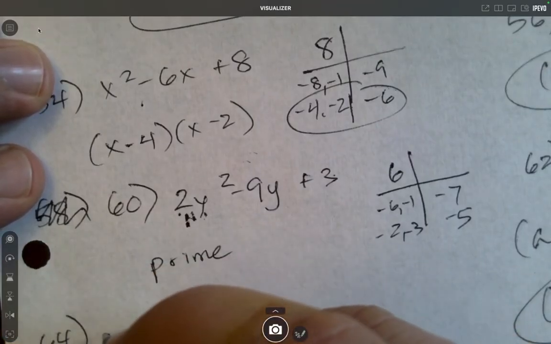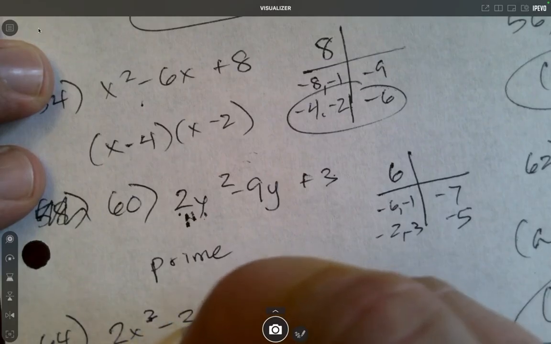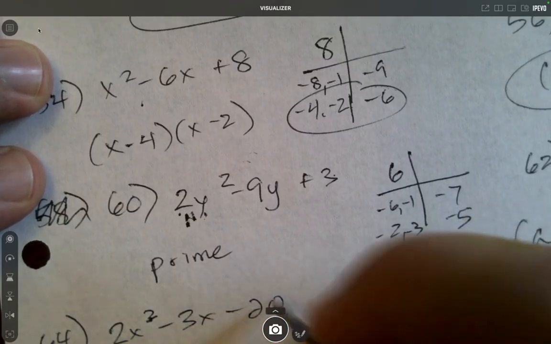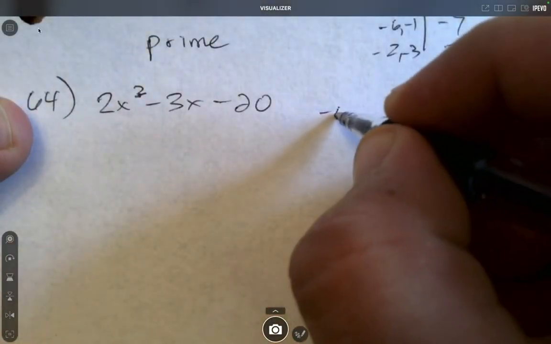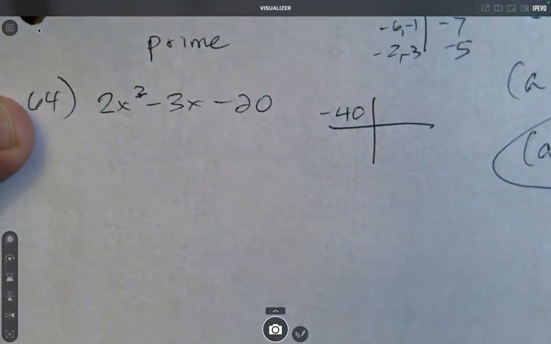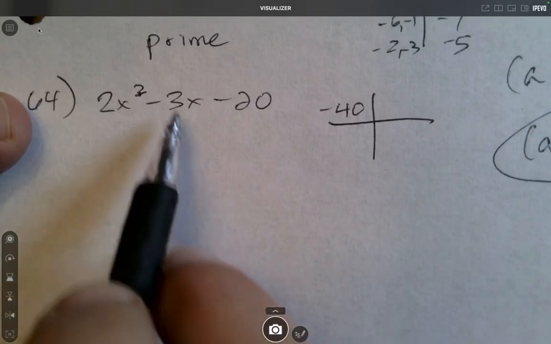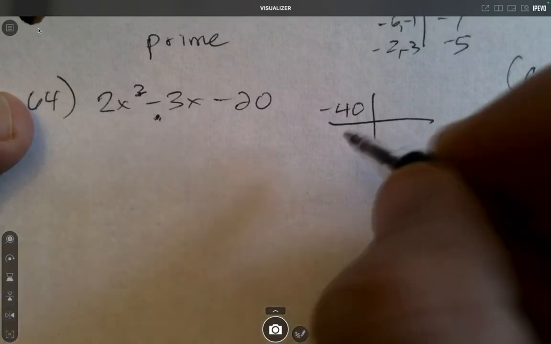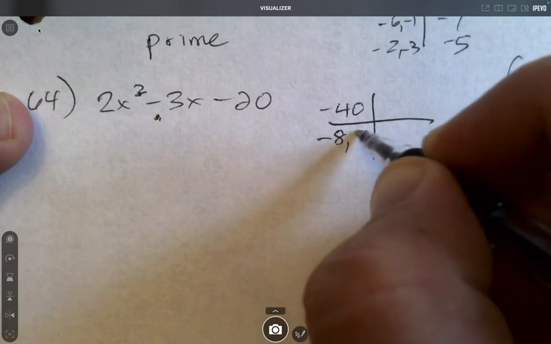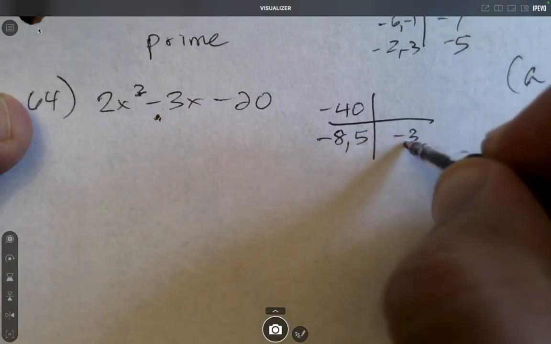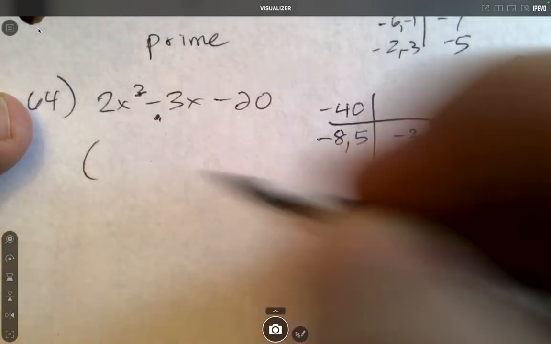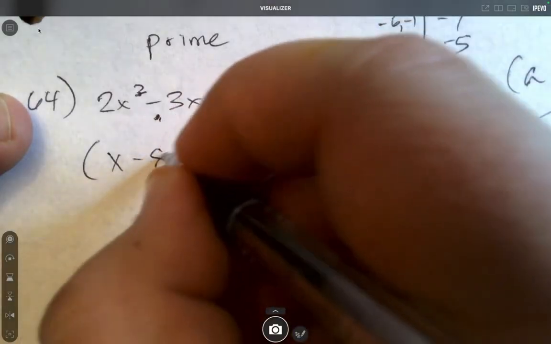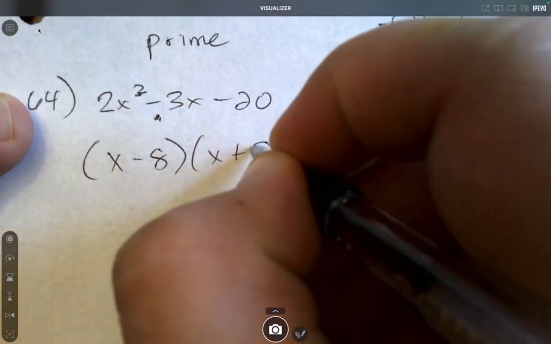We'll follow the same process. 2x squared minus 3x minus 20. So we try to hide this 2 away because it's a pain. We say 2 times negative 20 is negative 40. So we want something to multiply to be negative 40. So one has to be positive, one has to be negative, and the bigger one will be negative because that one's negative. So I'll go ahead and tell you it's going to be negative 8 and positive 5. That adds up to negative 3 like we want it to. So we'll do x minus 8, x plus 5.